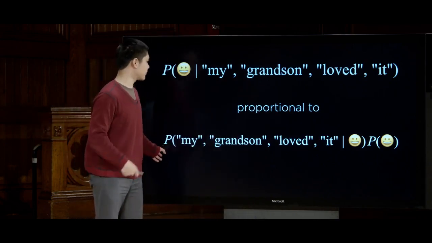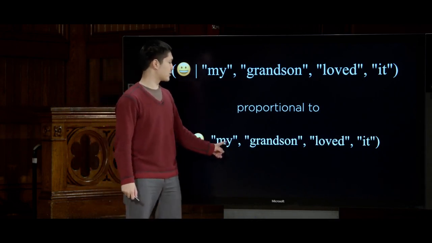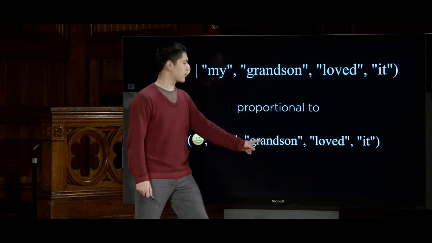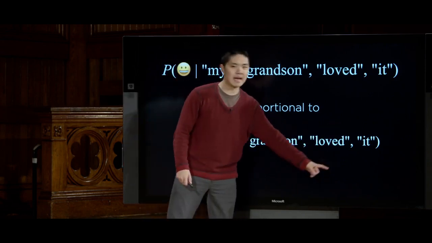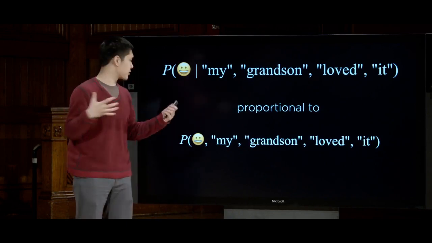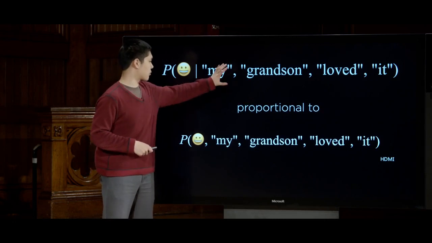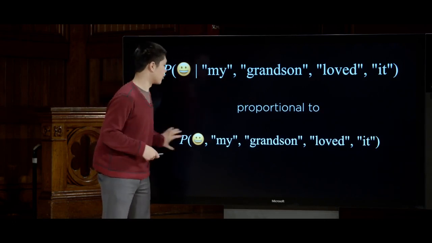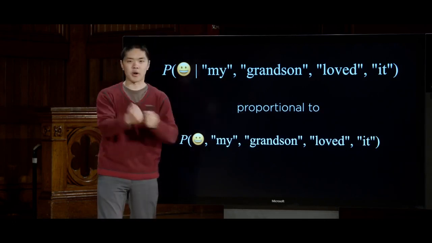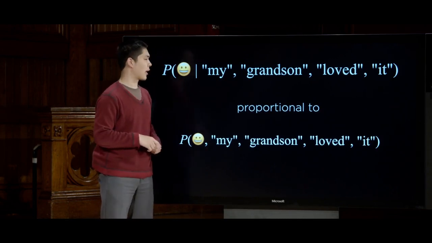This is the same thing as the probability that it's a positive message and my is in the message, and grandson is in the sample, and loved is in the sample, and it is in the sample. So using that rule for the definition of joint probability, I've been able to say that this entire expression is now proportional to this joint probability of these words and this positive that's in there as well. And so now the interesting question is just how to calculate that joint probability.